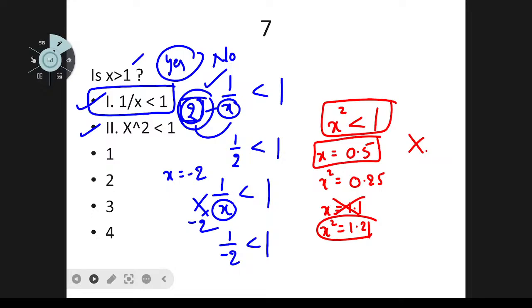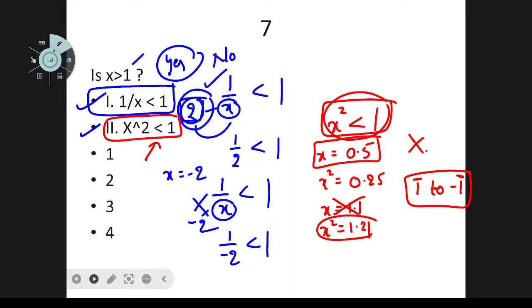Okay. So to satisfy this condition, what values can I take? To satisfy this condition, I can actually take values between 1 and -1. Between 1 and -1 only I can take the values, not even these two. If I take 1, then this condition will be wrong: x square is less than 1 will be wrong. If I take -1, x square will be equal to 1, and that is also wrong.